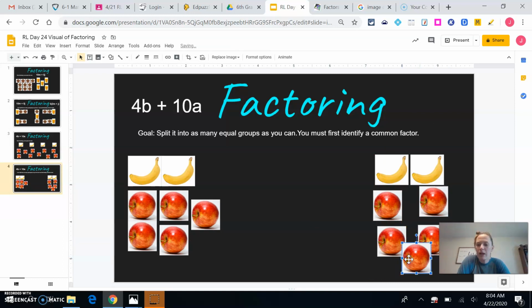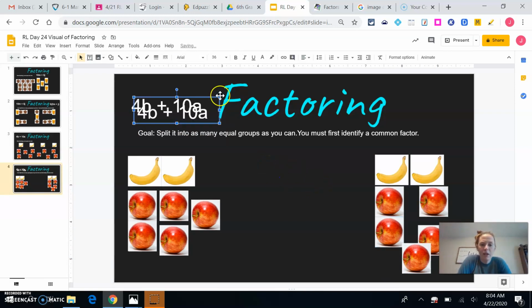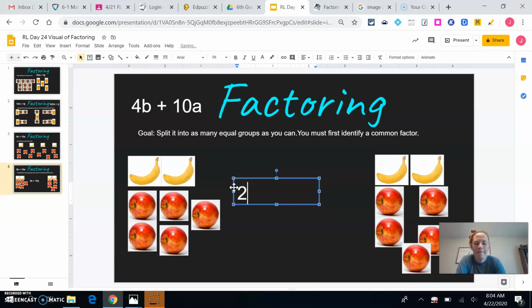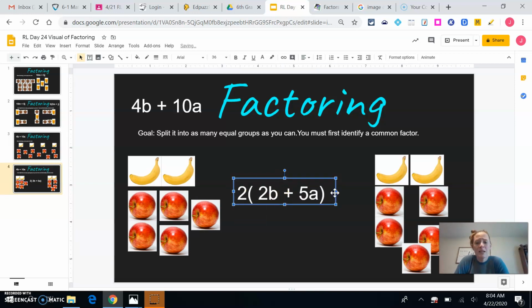So I started with 4 bananas and 10 apples, and I'm ending with 2 groups of 2 bananas plus 5 apples. Now, the important thing to remember is we didn't get more apples or more bananas or fewer apples. We're taking the same amount that we started with, and we're regrouping them to make it look a little different.